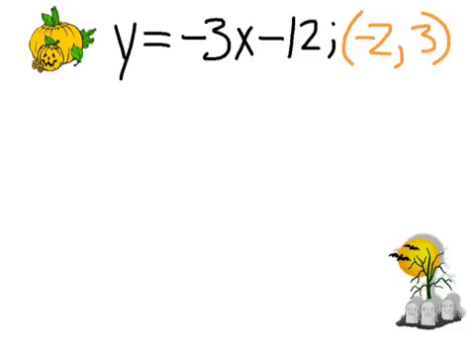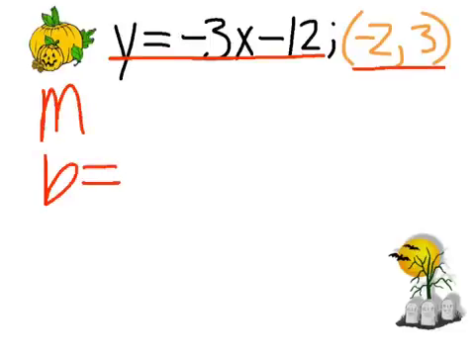Okay, example 3. We have y equals -3x minus 12. We want to find the line that's parallel to this line that has this point. What are the two things we want to find? Slope and the y-intercept. If these lines are parallel, what's our slope going to be for our new line? -3. What are we going to use to find our y-intercept? Our point.